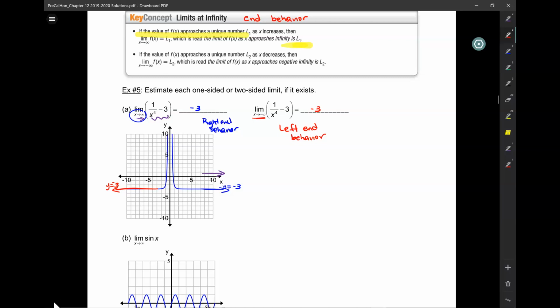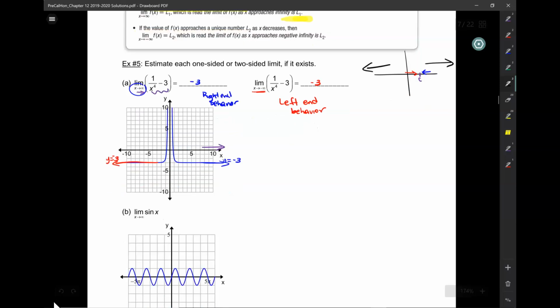So remember, this is a very, very different situation. Before, we had one x value here, and we were approaching that value from the left and the right. Well, that's not what we're doing here. Now we're going into opposite sides of the world. So we don't say, oh, okay, then the limit is -3. No, these are just opposite: left end behavior, right end behavior.